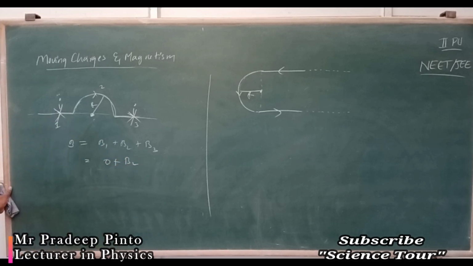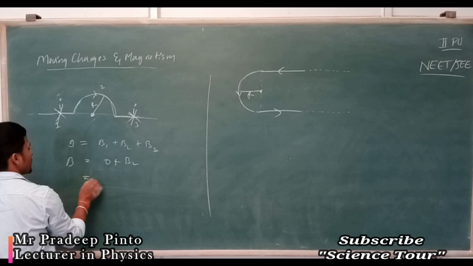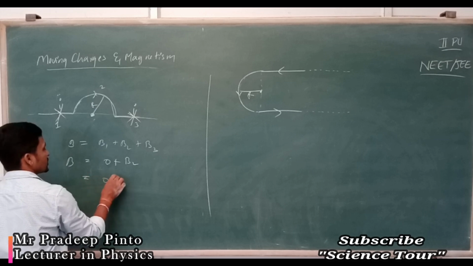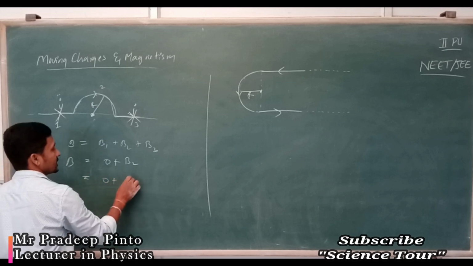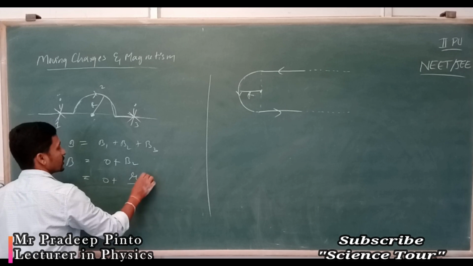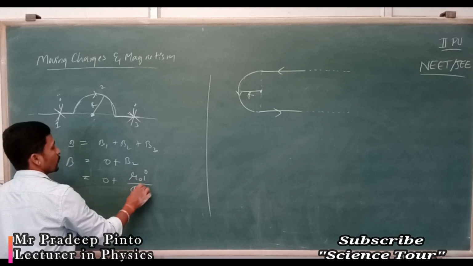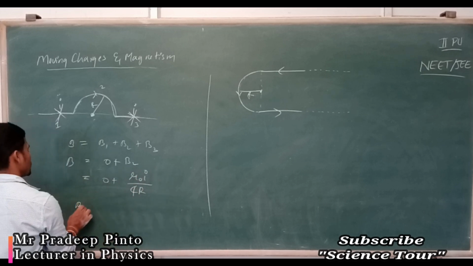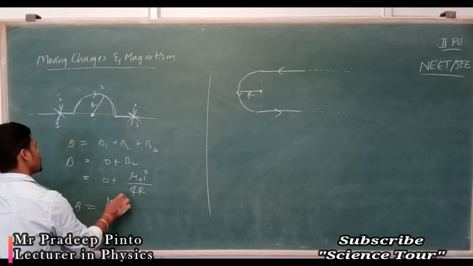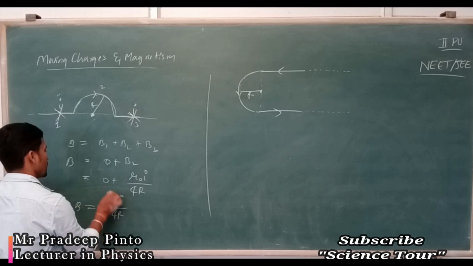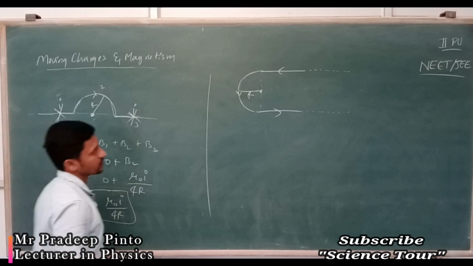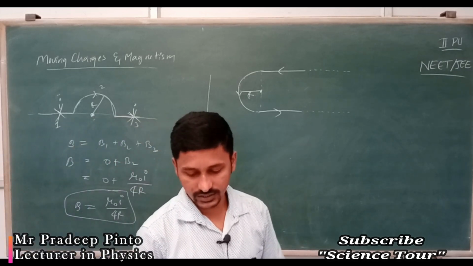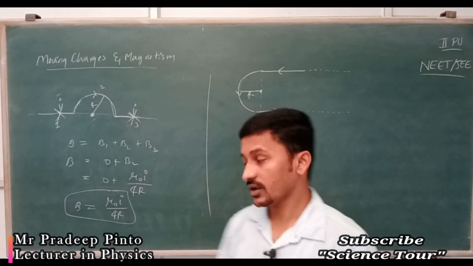Now B2 is nothing but a semicircle, right? So what is its magnetic field? That is mu naught into I divided by 4R, isn't it? So the total magnetic field becomes mu naught I divided by 4R. That is the magnetic field for the semicircular plate.